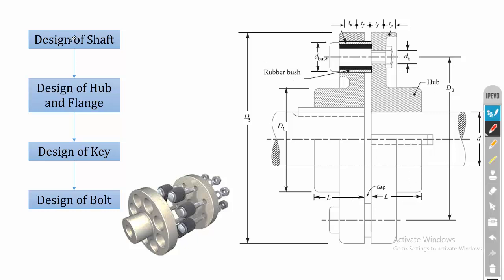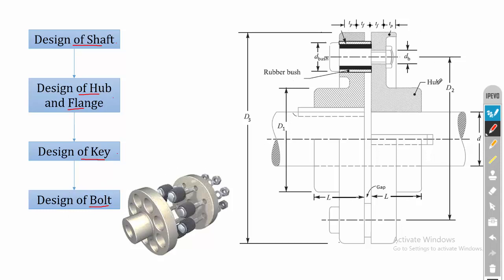So the design of flexible flange coupling has four parts. First one is the design of shaft, then the design of hub and flange, then the third one is design of key, the fourth one is design of bolt. The design of shaft, hub and flange and key is common for both rigid and flexible coupling. The design of bolt for flexible flange coupling is going to vary.